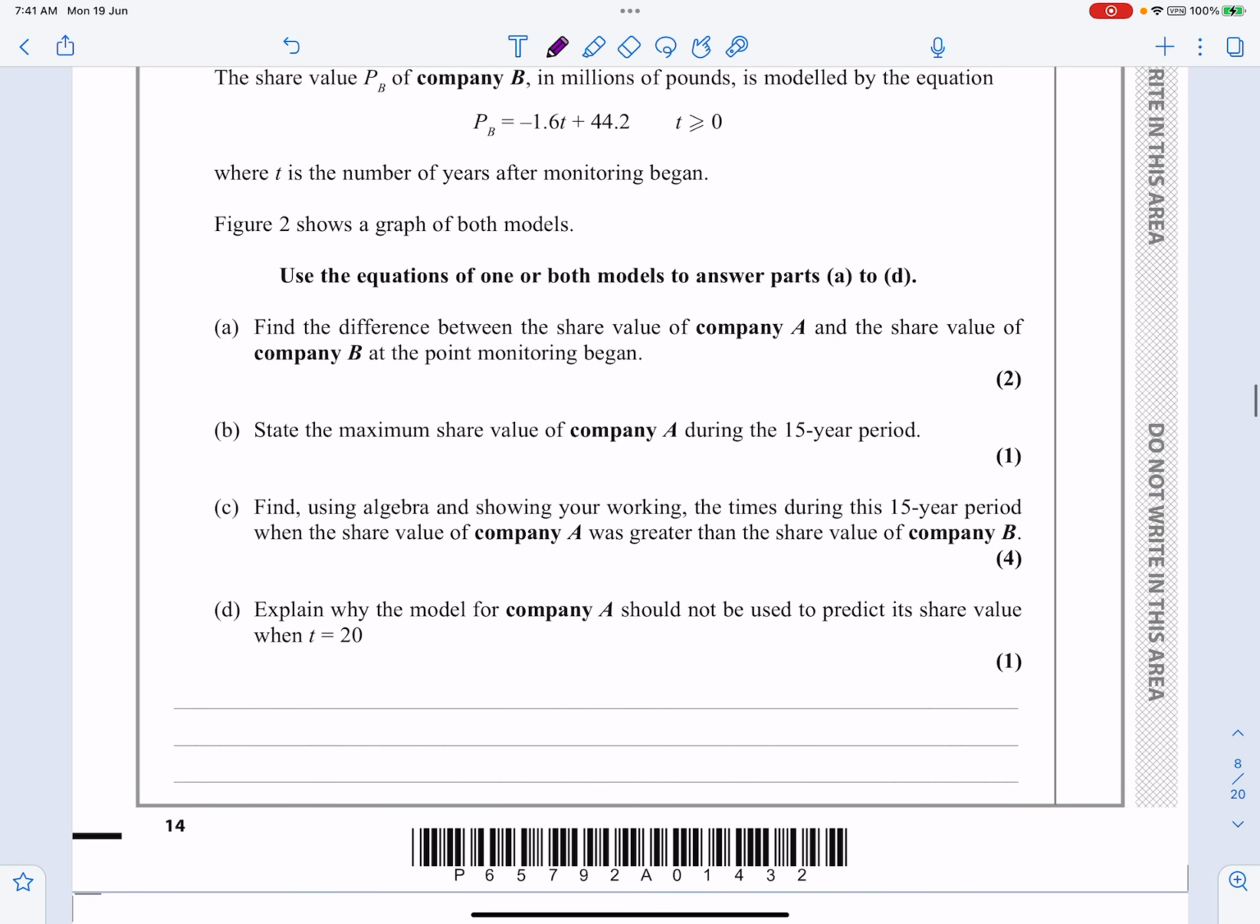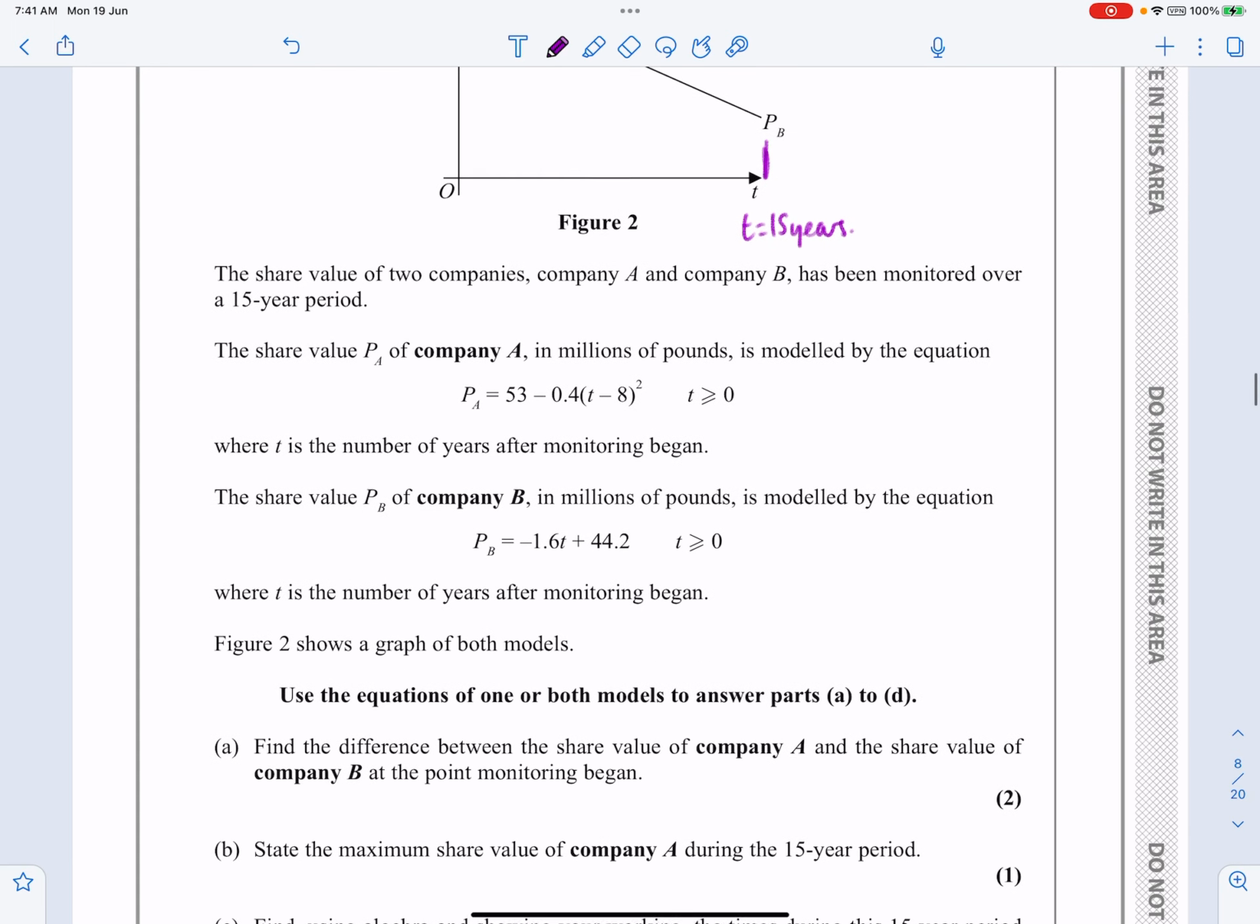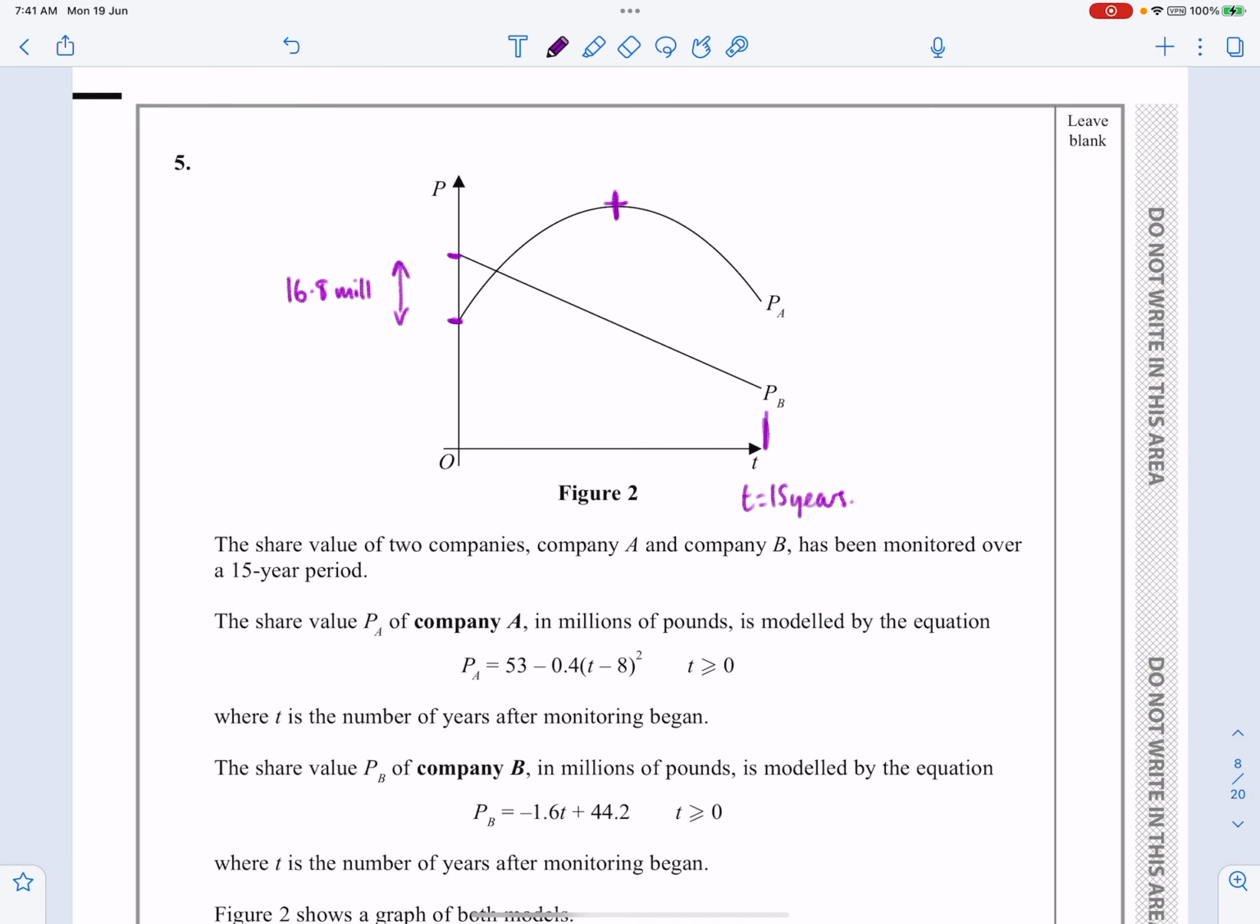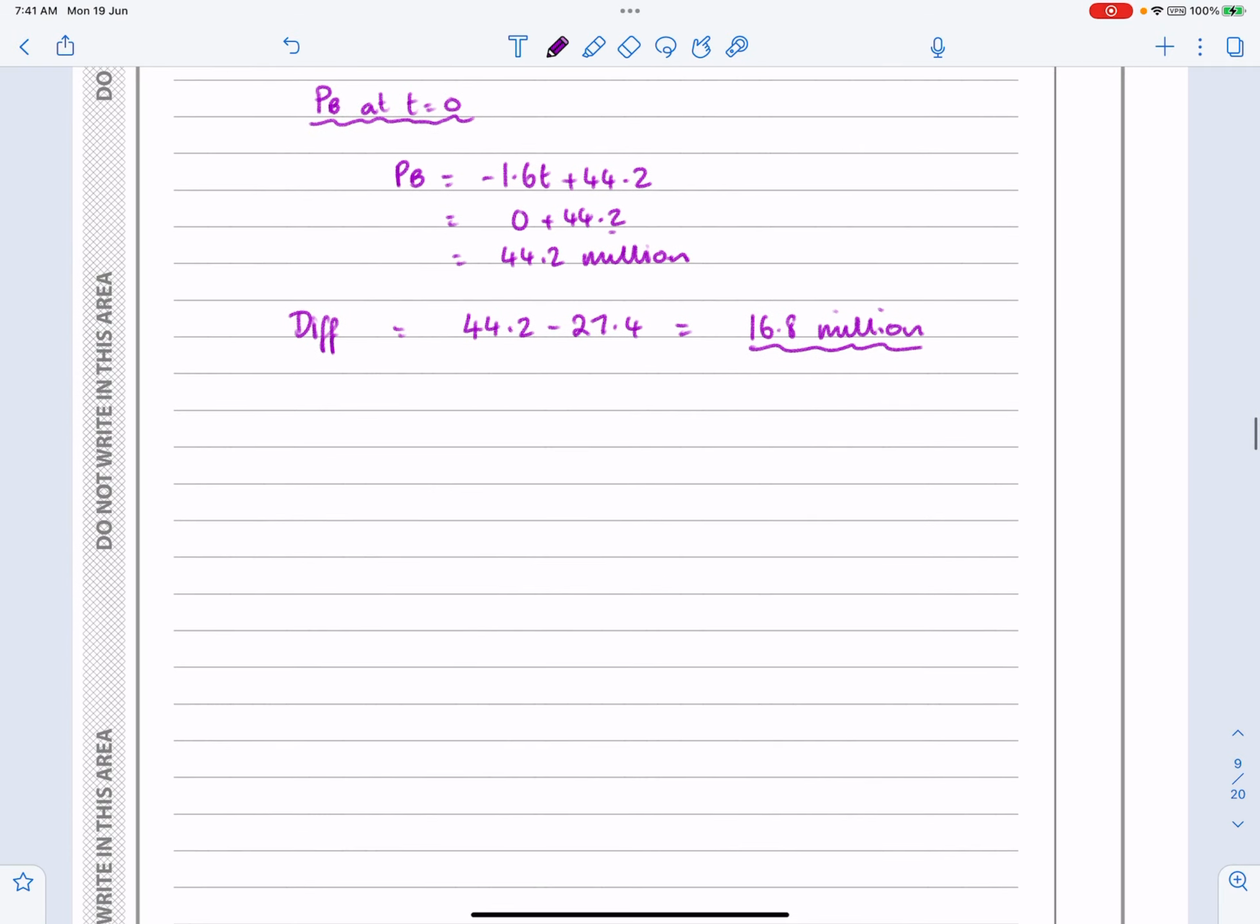Okay, part B. Part B says, state the maximum share value of company A during the 15-year period. So we want this maximum value up here, and that is just relying on the fact that I've already got PA written as a completed square. So part B, PA is given by 53 minus 0.4 lots of t minus 8 squared. So here they haven't actually made me complete the square, but they had made me do some work on understanding what completing the square does.